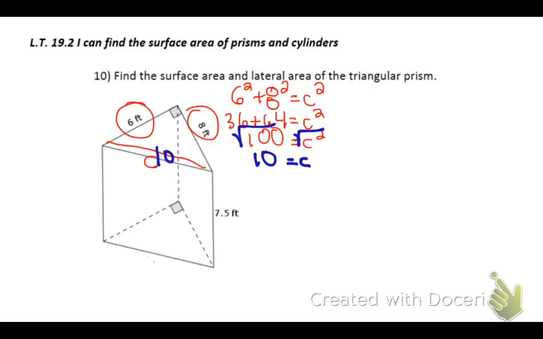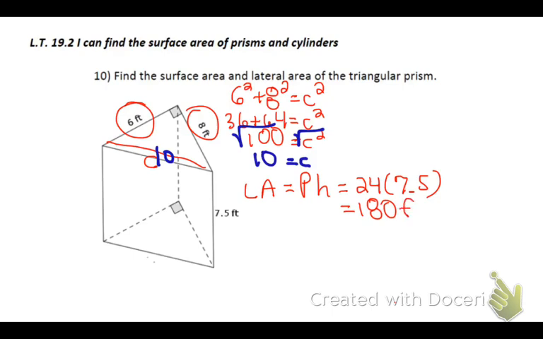All right, we're going to do lateral area first. That's the perimeter of the base times the height. The perimeter of the base is 6 plus 8 plus 10, so that's 24, times the height, which is 7.5. So let's do that. 24 times 7.5 is 180. So that's 180 square feet.